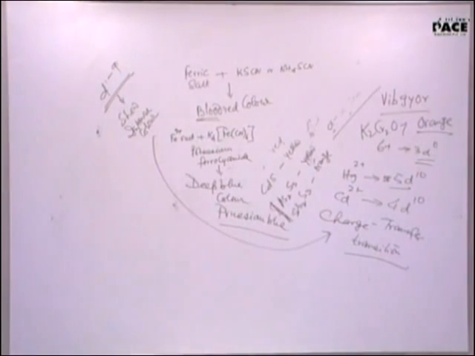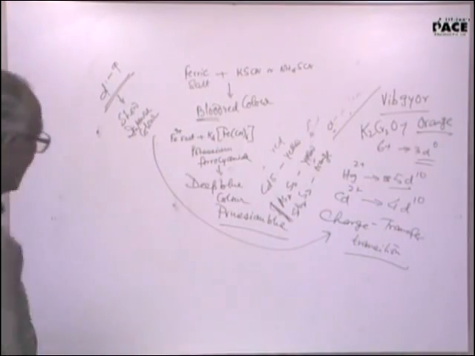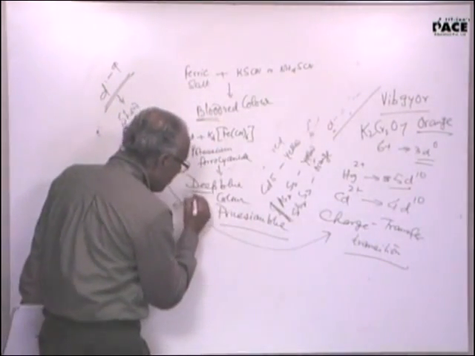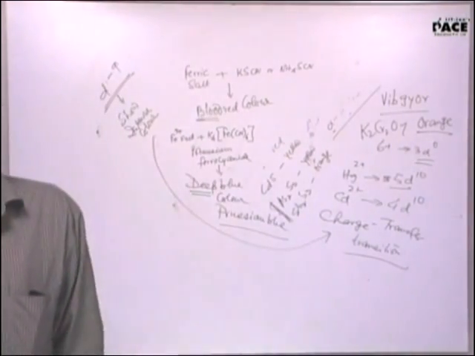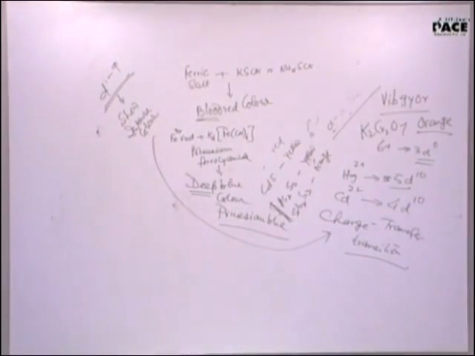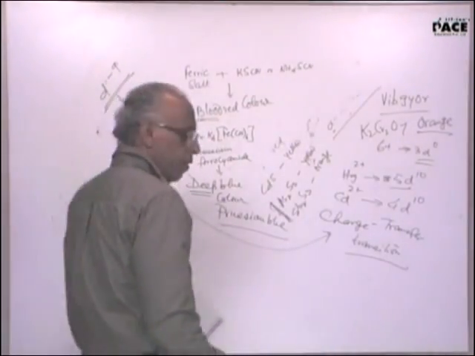If you take a ferric salt and add potassium ferrocyanide, you get a deep blue color. And as soon as you write the word deep, that means it has to be charge transfer. Okay? Yes, sir.